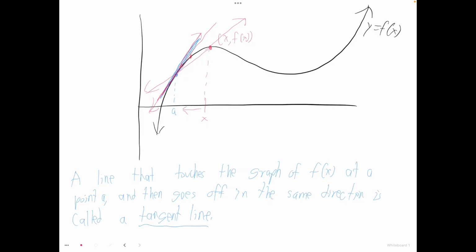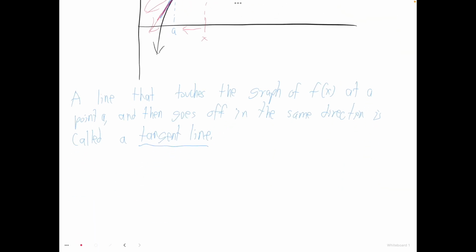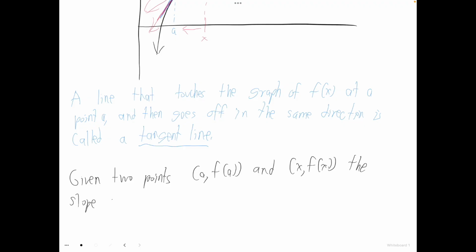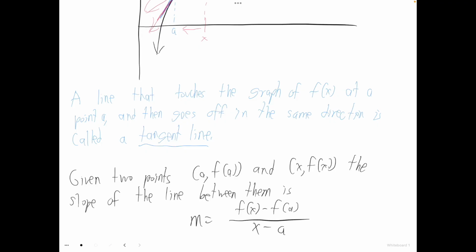And so slope-wise, we can figure out the slope with 2 points. Just as a reminder, given 2 points, a comma f of a and x comma f of x, the slope of the line between them is m equals f of x minus f of a divided by x minus a. And so this is just the definition of the slope.